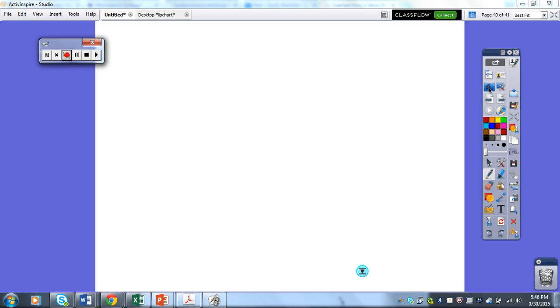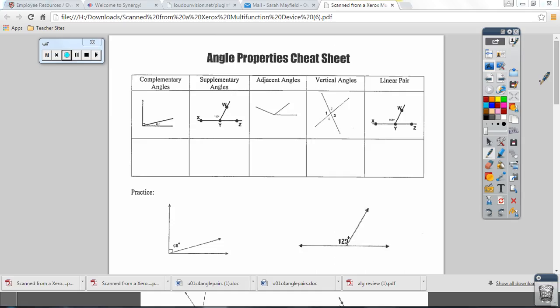Okay, so we're going to review some angle properties today. I want you to make sure you have this piece of paper in front of you. When we have angles, we have 5 huge new vocabulary words that we want to focus on. The first one is complementary angles. Complementary angles are 2 or more angles that add up to 90 degrees.